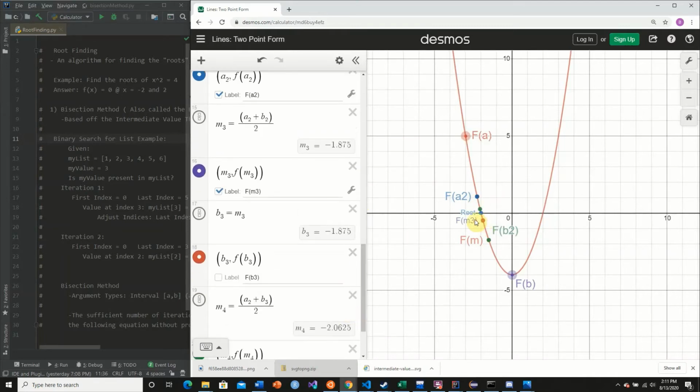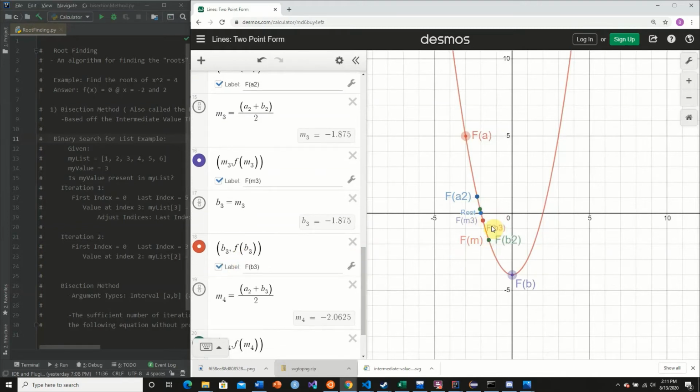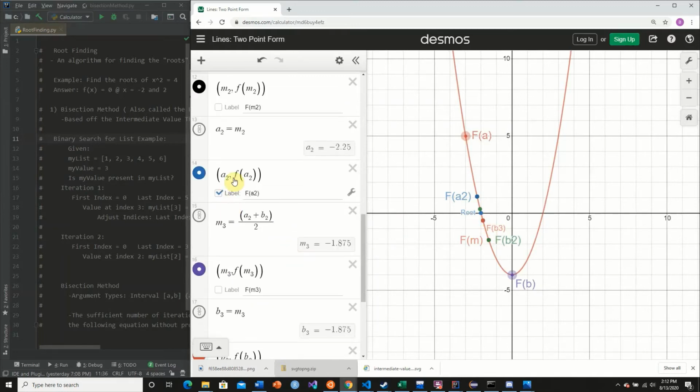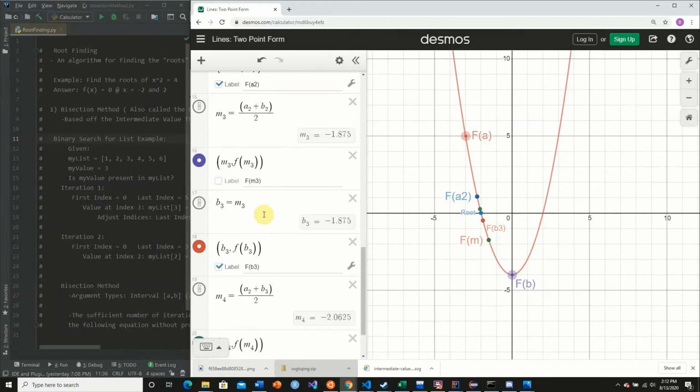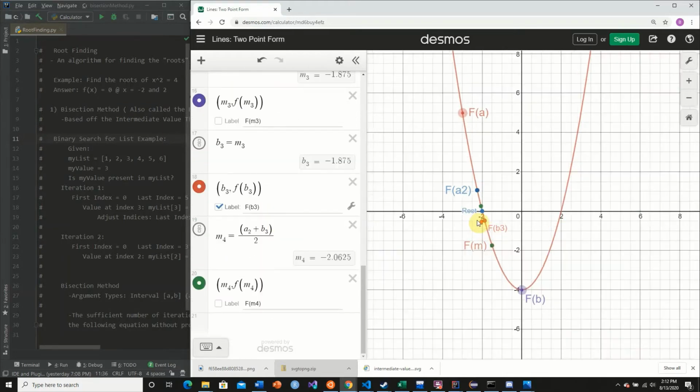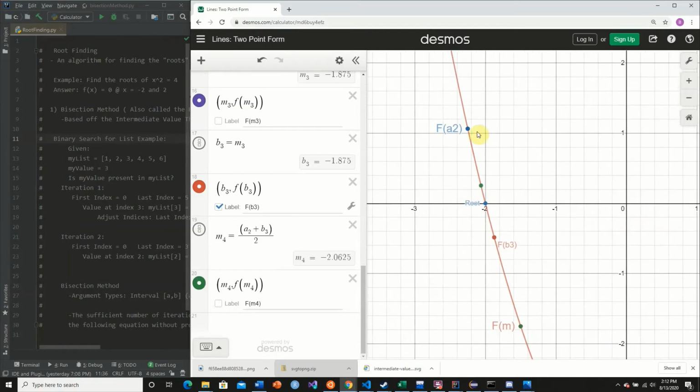So here we have our middle value again, and f of a2 times our f of m3 is negative. Therefore, we must adjust our b equal to our m. So we do that again. So we have f of b3 here again. And so now what we have to do is we have to find our middle value again. So our middle value is a2 plus b3 divided by 2, and we get this. So this is our middle value.